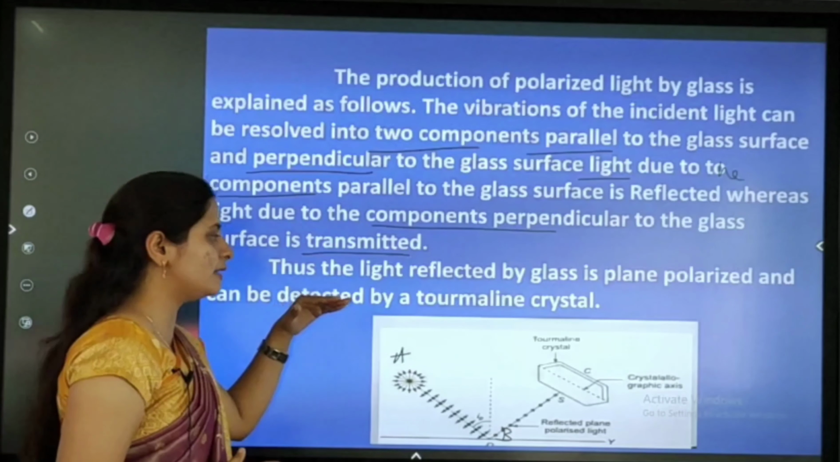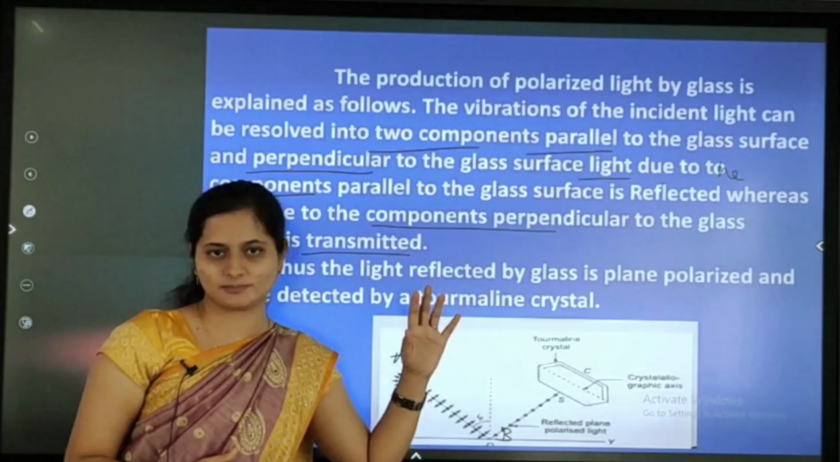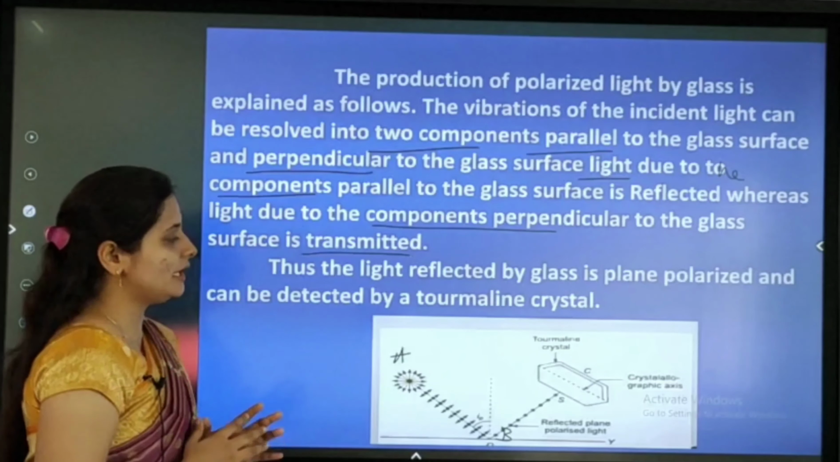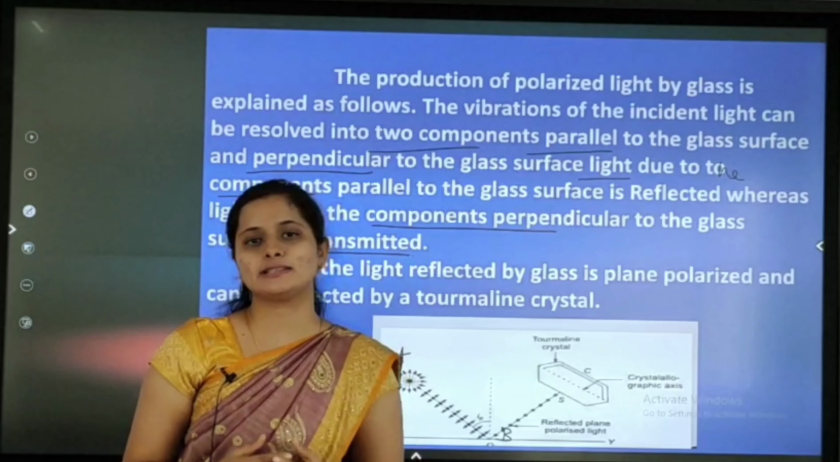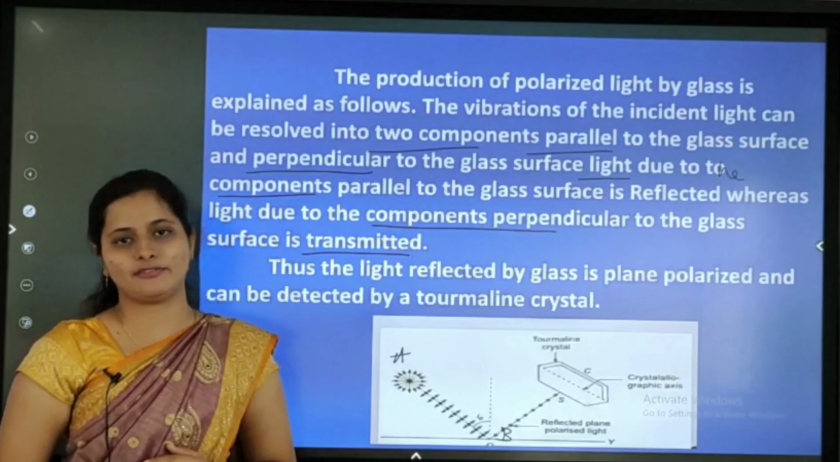Thus we can conclude that the light reflected by glass is plane polarized and can be detected by a tourmaline crystal. This is the explanation of polarization by reflection.